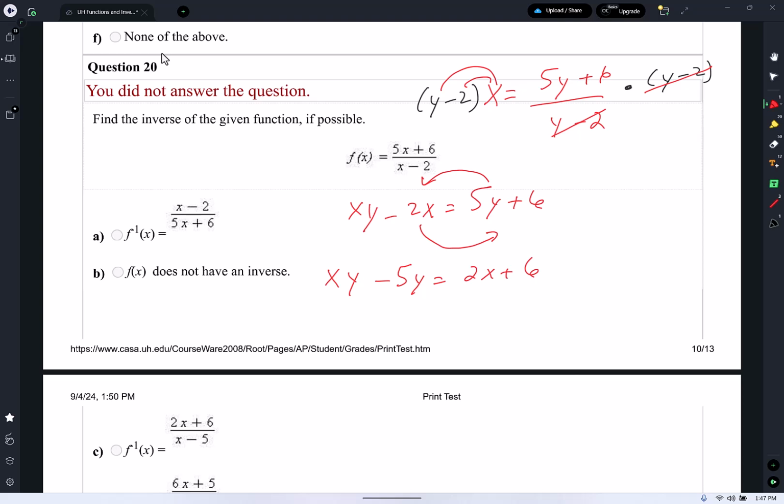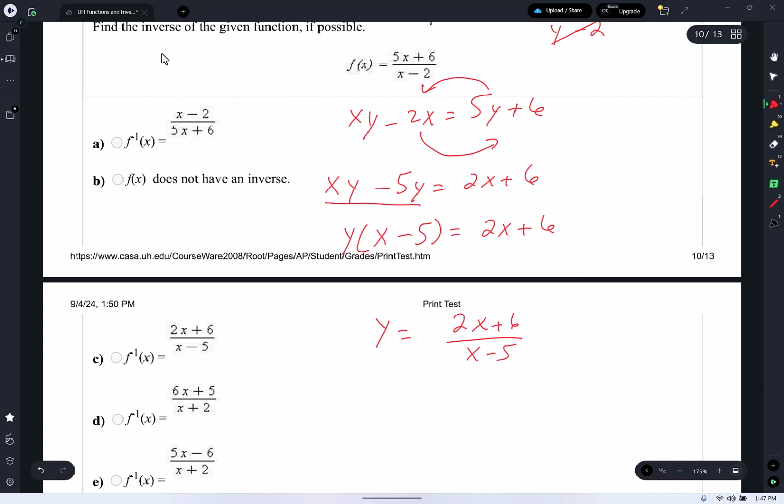Next move, I'm going to factor out a y. So I'm going to write y, parenthesis, x minus 5, close it, equals 2x plus 6. Next, this is a product. I want to get rid of that x minus 5. Divide, divide. So y equals (2x plus 6) over (x minus 5). And then finally, just write that y as f inverse. f inverse of x, that just means inverse x, equals (2x plus 6) over (x minus 5).